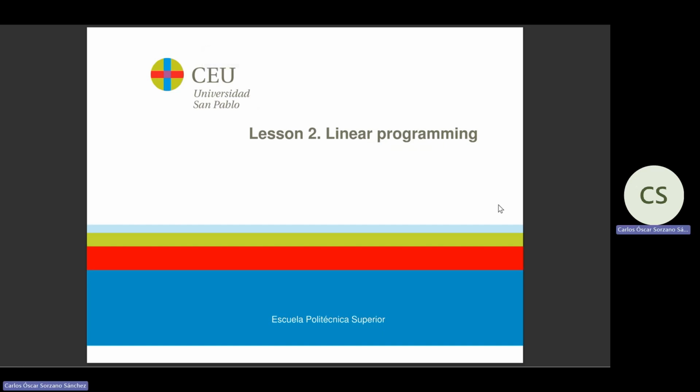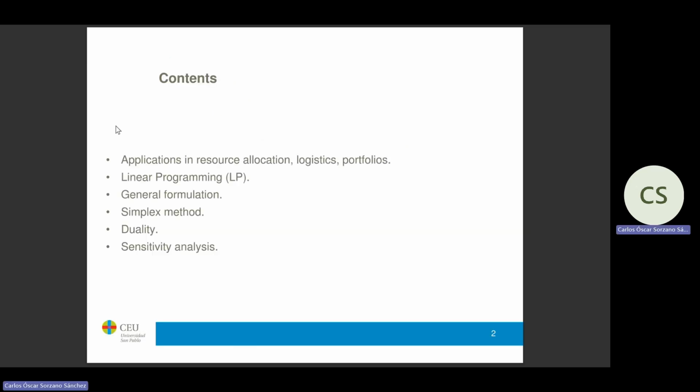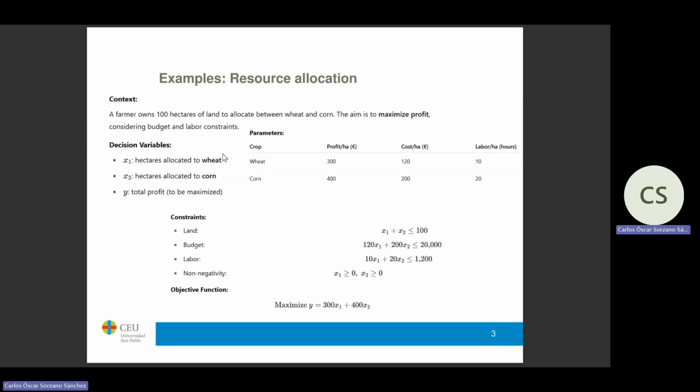Very good. So let's start with the next lecture that is on linear programming. Well, this is the layout of the lecture. So linear programming is a set of problems in which we have linear constraints and linear goal function.